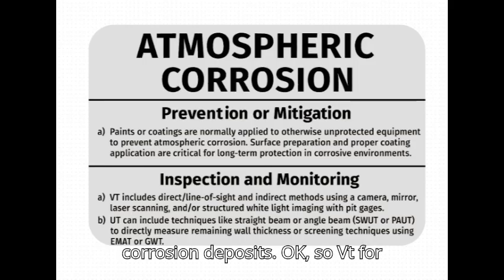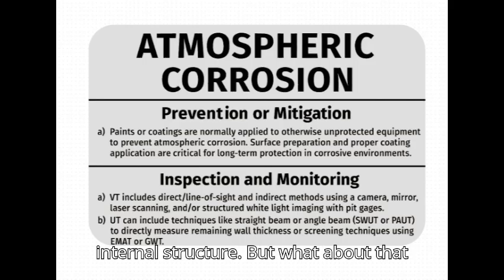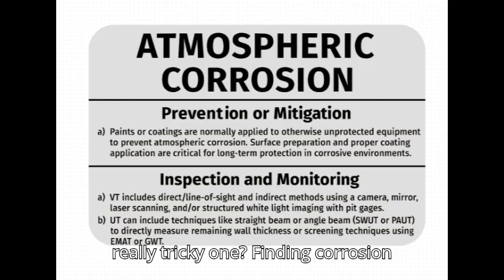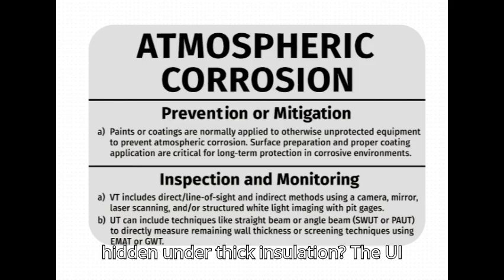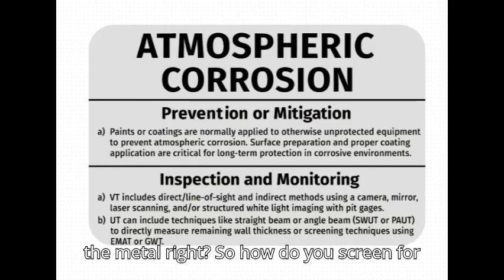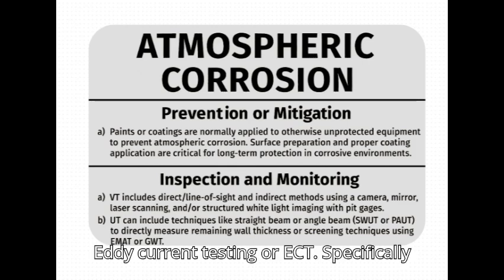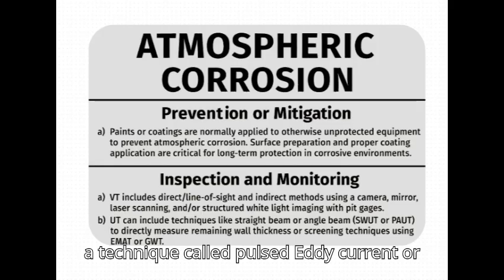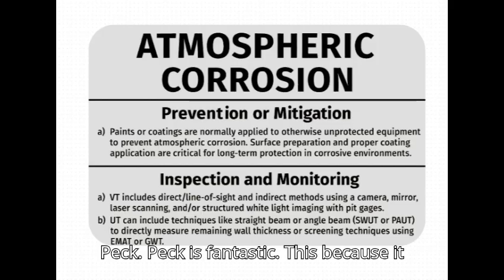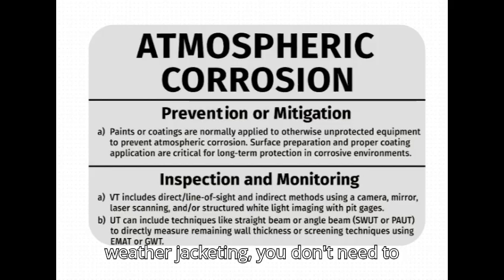Okay, so VT for surface, UT and RT for thickness and internal structure. But what about that really tricky one, finding corrosion hidden under thick insulation, the CUI problem? Standard UT needs contact with the metal, right? So how do you screen for that? That is the perfect application for eddy current testing, or ECT, specifically a technique called pulsed eddy current, or PEC. PEC is fantastic for this because it works through the insulation and any weather jacketing. You don't need to strip it off.